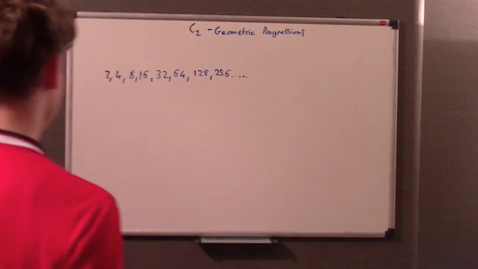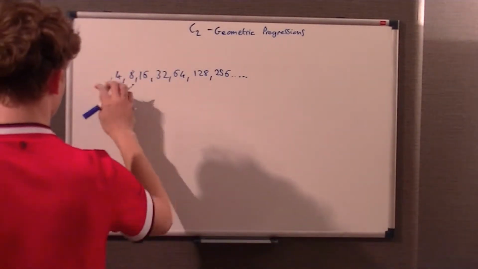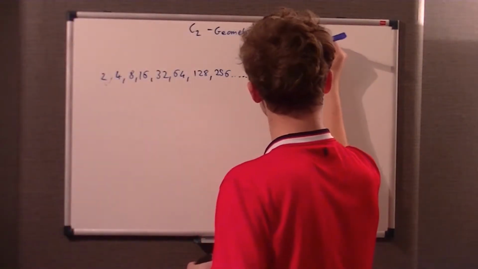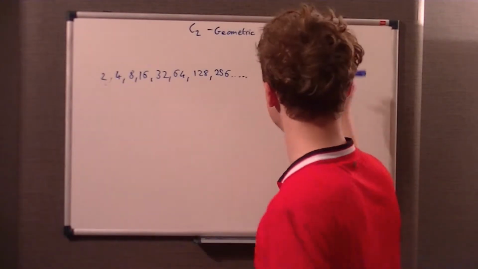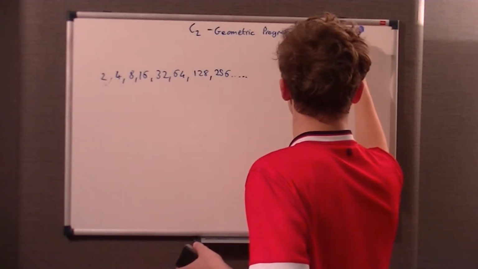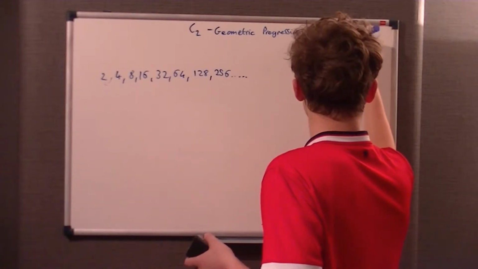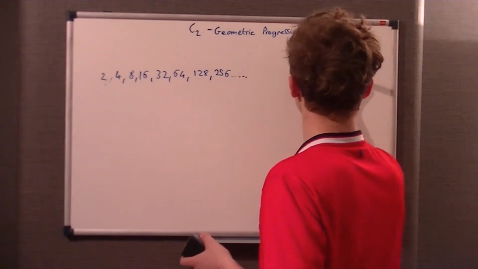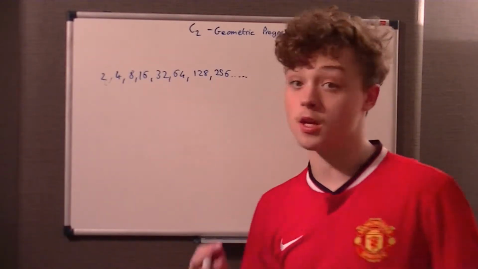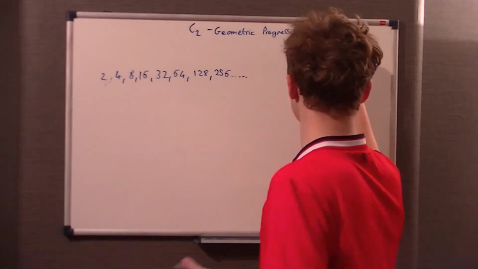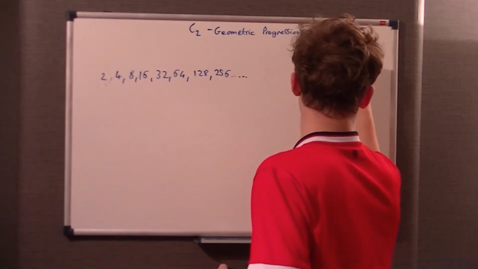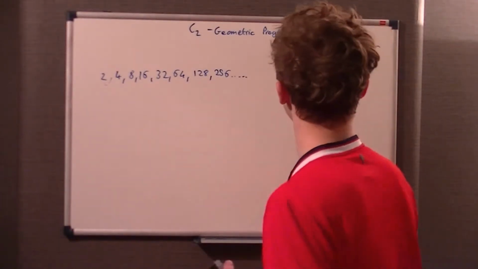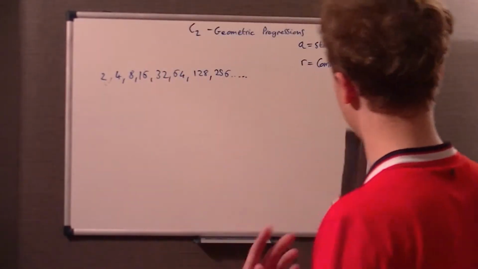Now, we have something called A, which is our starting number. You just put A as the starting number. And R is something called the common ratio.